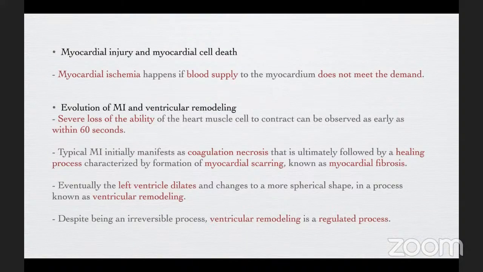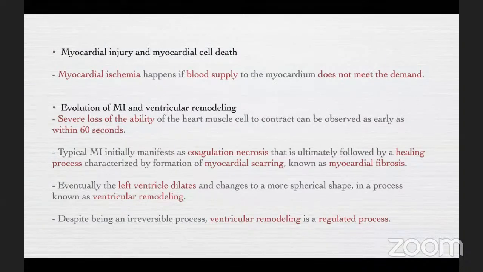Myocardial injury and myocardial cell death. For a normal heart to continue to function and to steadily pump blood efficiently to meet the demands of the body, it needs to have a constant supply of oxygen and nutrients provided mainly by the coronary circulation. Myocardial ischemia happens if blood supply to the myocardium does not meet the demand. If this imbalance persists, it triggers a cascade of cellular, inflammatory, and biomarker events, leading eventually to irreversible death of heart muscle resulting in MI.